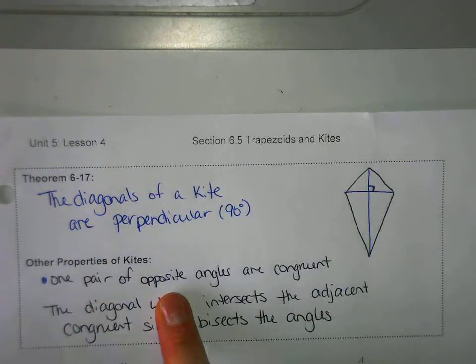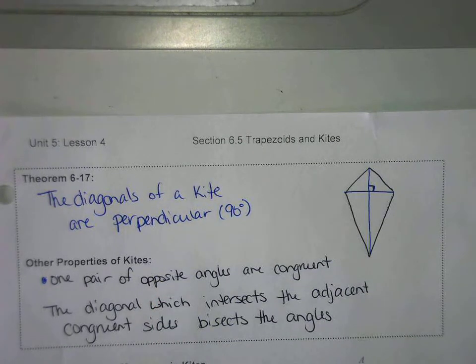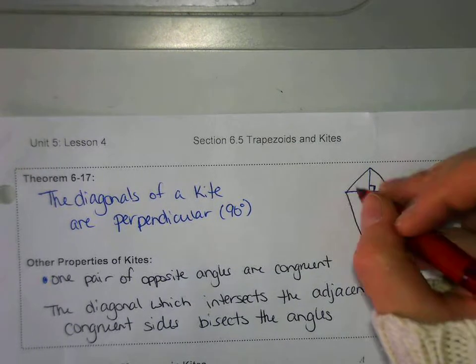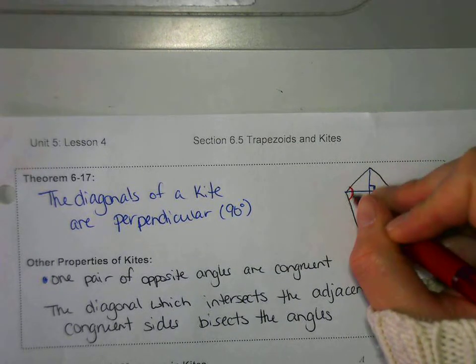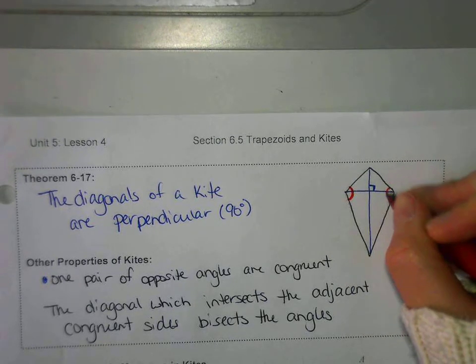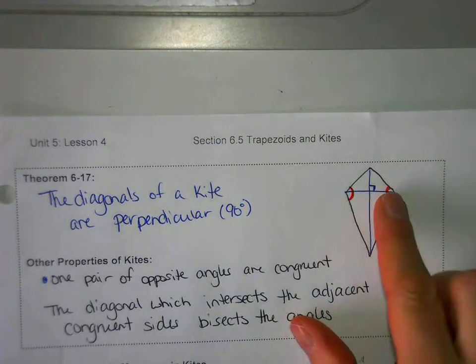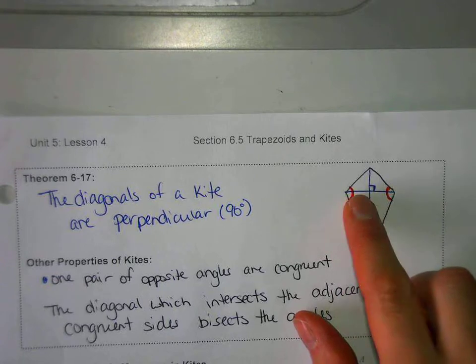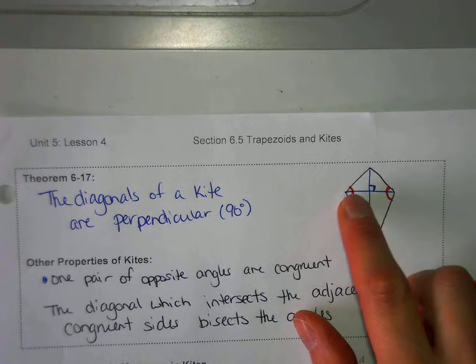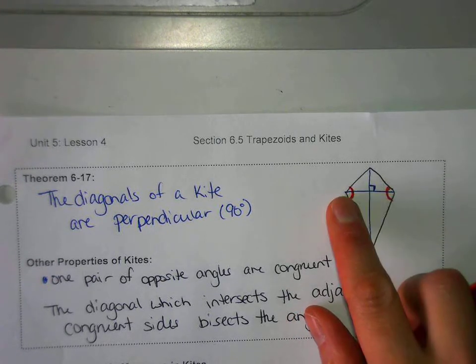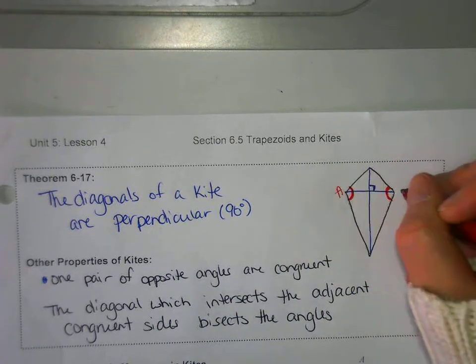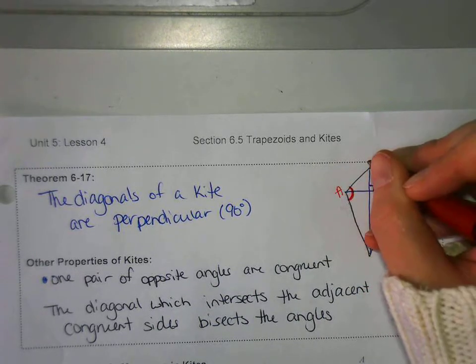One pair of opposite angles are congruent. So in this, there's only one set of angles that are congruent, and those would be these two. So this angle and this angle are congruent, ignoring the fact that the diagonal is cutting them; it's not bisecting them. It's just telling us that these two angles are congruent. So if this is A, angle A is congruent to angle B.